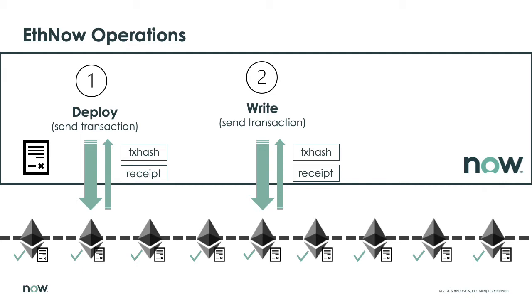The third operation is the invocation of a method to read some information from the blockchain. In this case, no transaction is required and the request is directly fulfilled through a call by the endpoint node to which the connector connects.